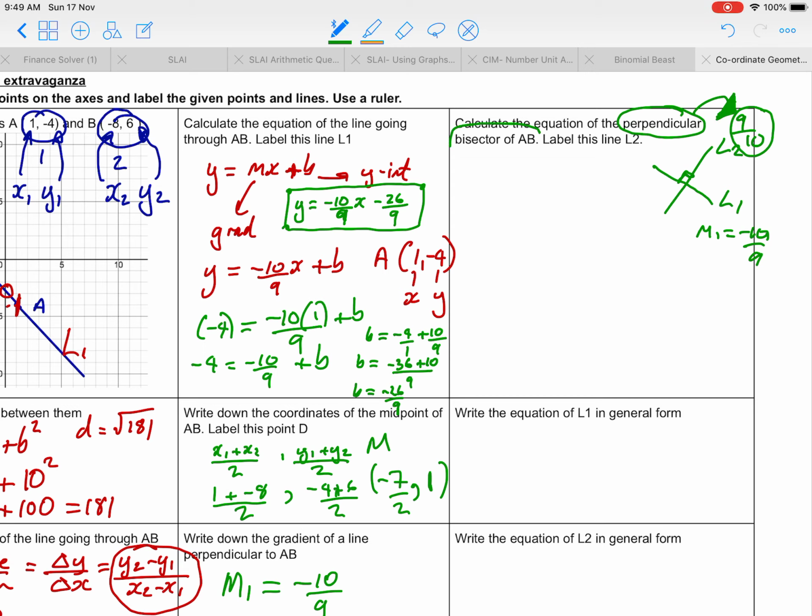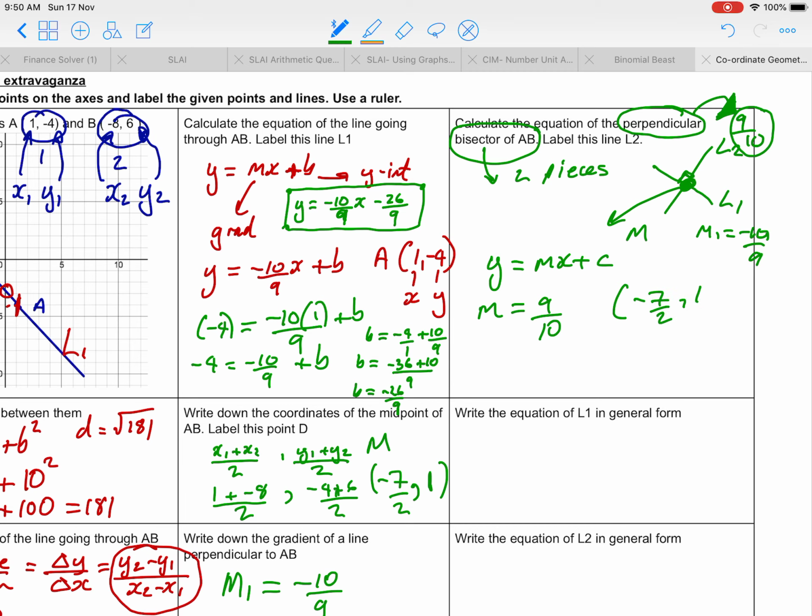And now bisector. Okay, so bisector means split into 2 pieces, exactly the same size. So the bisector of AB goes through M. So this point here is point M. So here what we're trying to say is, what is the equation of the line y equals mx plus c? We know that m, the gradient, is equal to 9/10. And we know it goes through the particular point M. So it goes through 7 over 2, comma 1.